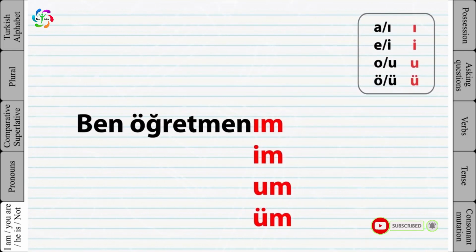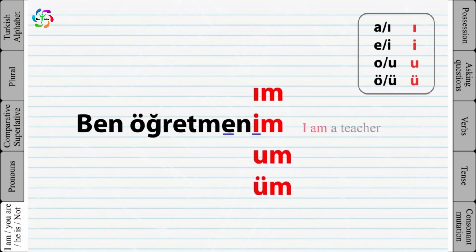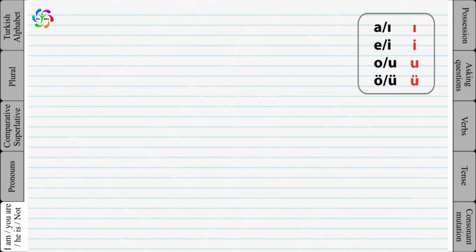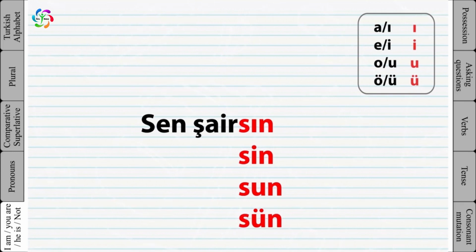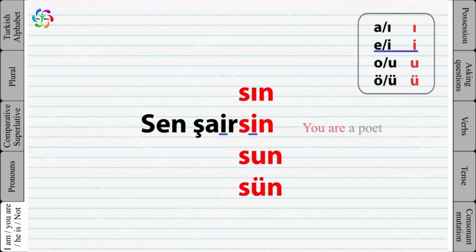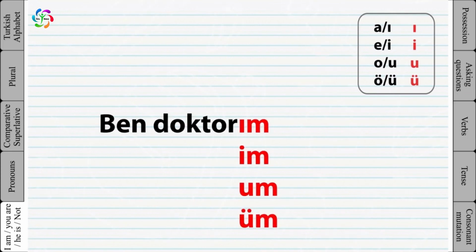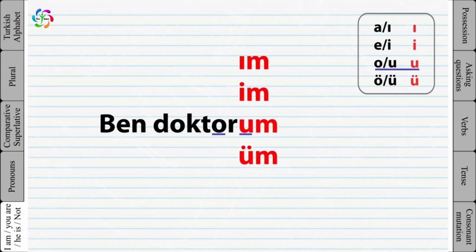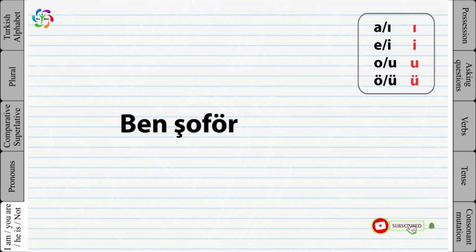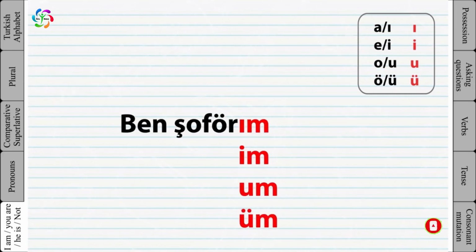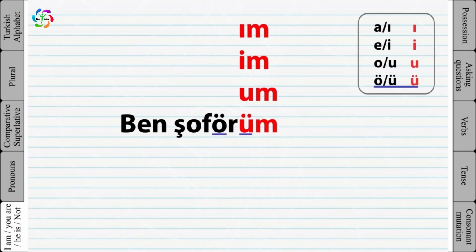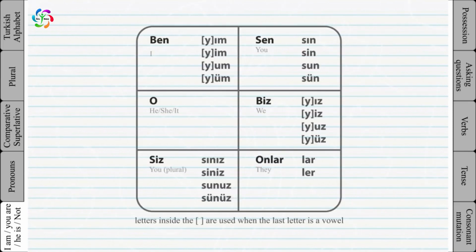Let's look at this example. Because the last vowel of this word is E, that's why we have to use the IM ending. Let's look at another example. Again, because the last vowel of this word is I, that's why SIN is used. Look at this table to see all the personal endings.